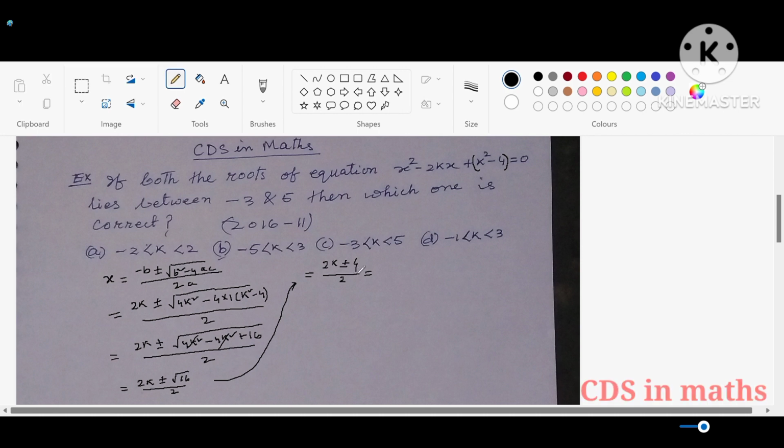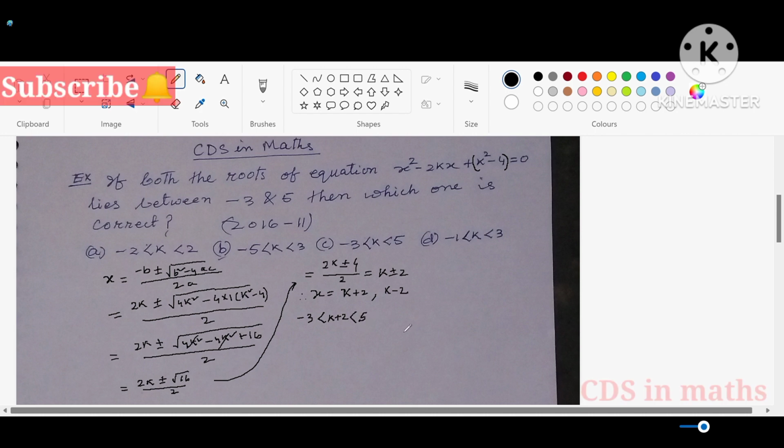Now from here if I take 2 common, then the 2 and the denominator 2 cancel each other. So k plus minus 2. That means my values of x are: one is k plus 2, another is k minus 2. Now it is said both the roots lie between minus 3 and 5. So I can say this root k plus 2 lies between minus 3 and 5.